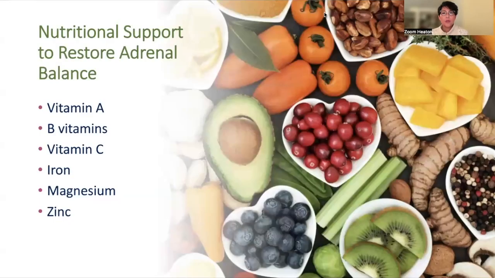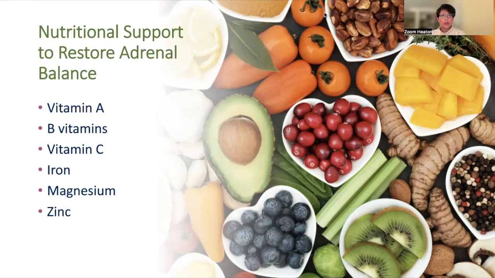So now that we've gone through the stress response and know how damaging it can be, we need some nutritional support to restore that adrenal balance. We're going to start with vitamin A. The active form, retinol, is required to turn cholesterol into pregnenolone needed to make, of course, the other adrenal hormones. The B vitamins are critical, especially B1, B5, and B12 are needed at every stage of the stress response. Vitamin C is needed for the production of cortisol.